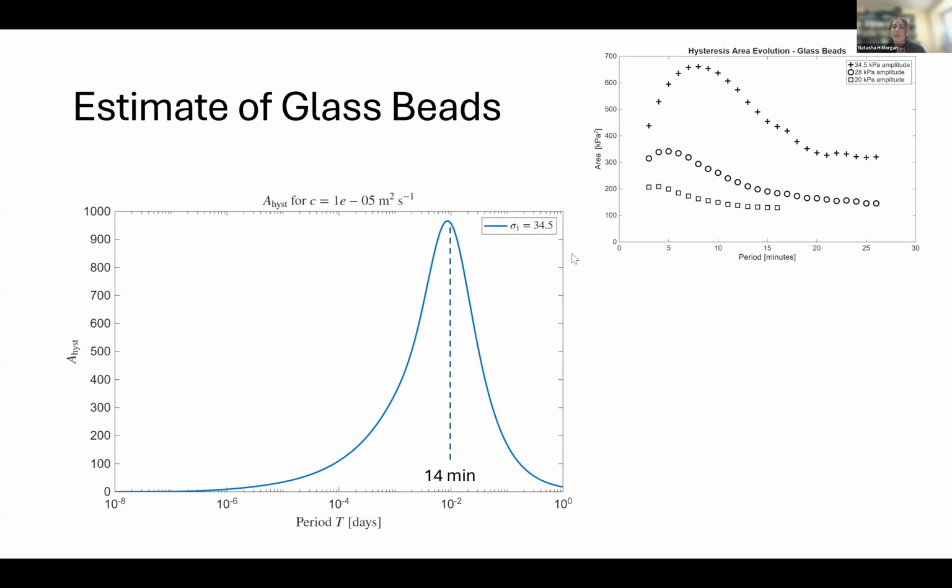So this is an example of the 34.5 kilopascal amplitude model result. We see the same general non-monotonic trend with a peak right here. In our model, the peak is around 12 to 14 minutes, slightly shorter in our experimental results, but it's about the same scale. We see this exact same shape captured in that time scale.